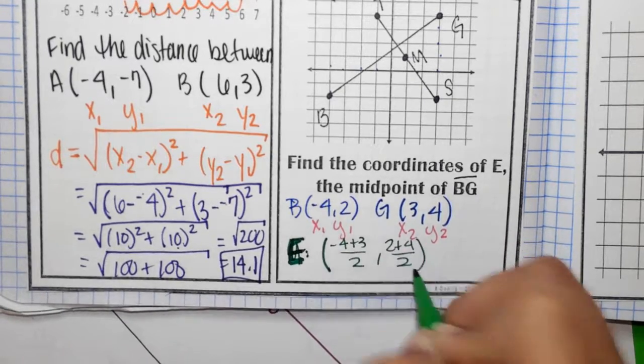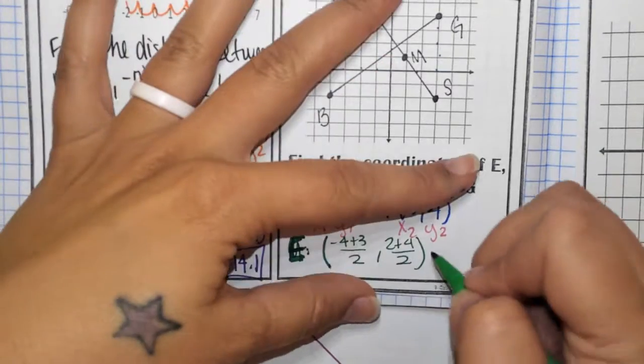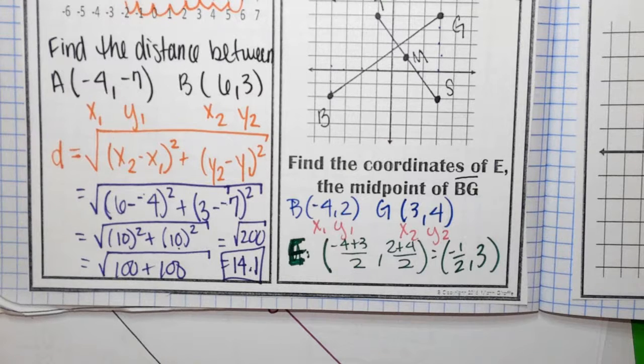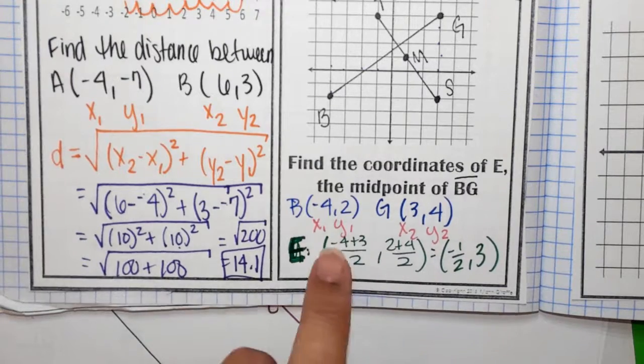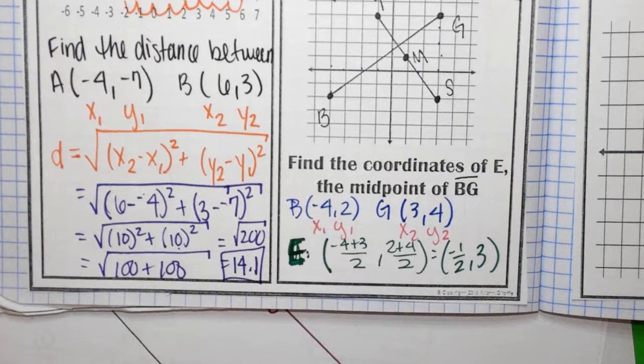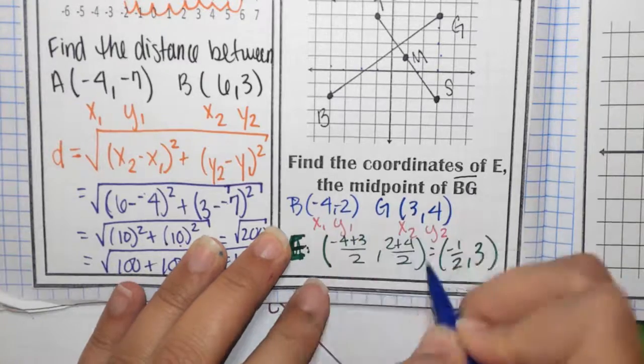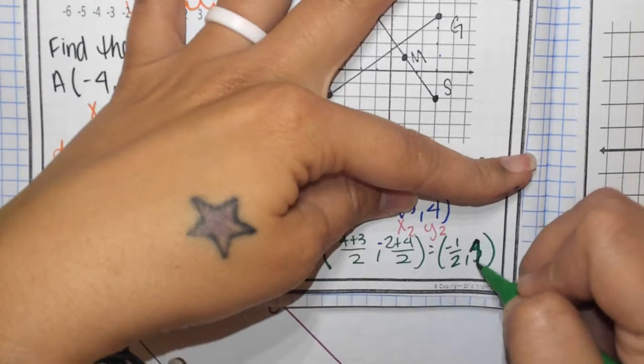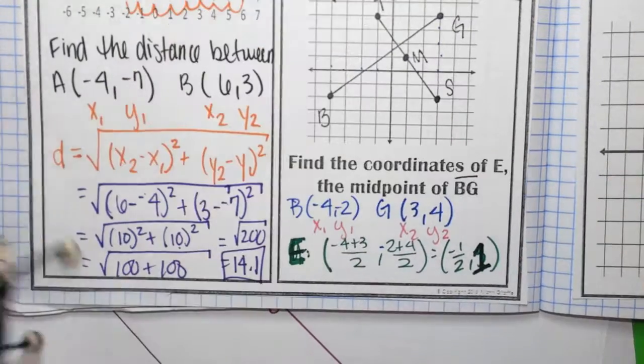All right, so I got negative 1/2, 3. Did you get negative 1/2, 3? Isn't it a -2 for B? It is. Thank you. So it's negative 2 plus 4, which gives you 2. 2 divided by 2 is 1. All right, so negative 1/2, 1. Is that better?